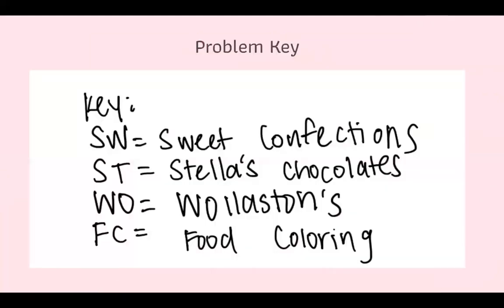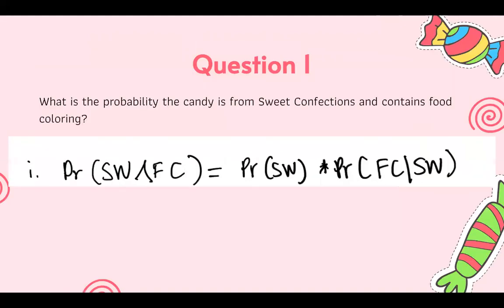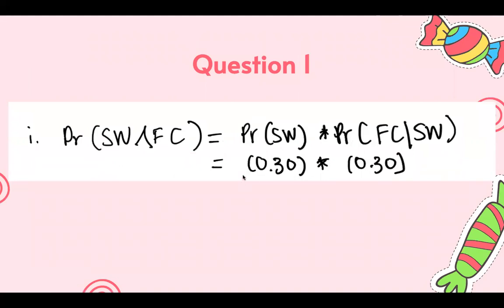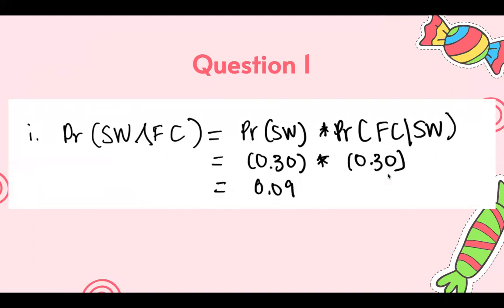This is our problem key. So SW represents Sweet Confections, ST represents Stella's Chocolates, WO represents Wollaston's, and FC represents food coloring. So our first question is, what is the probability that the candy is from Sweet Confections and contains food coloring? So in order to solve this, we calculate the probability that the candy is from Sweet Confections and multiply it with the probability of food coloring given Sweet Confections. So we have these in the conditions of the problem. So it's 0.30 times 0.30. And then our answer is 0.09.